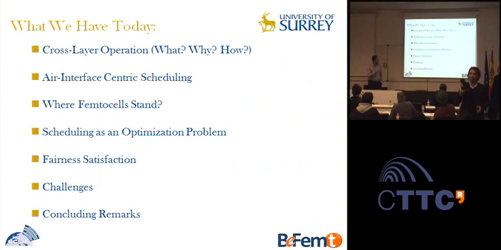So in this talk, I'm going to start with cross-layer operations: what is cross-layer operation, why we need that, and how it is done. Then we're going to focus on a specific subcategory of cross-layer optimization called air interface centric scheduling. Then we will see where femtocells stand in this picture. And then we will talk about this scheduling as an optimization problem, and the different notions and representations of optimization. We also talk about fairness and other issues, and finally some specific challenges, and at the end I'm going to conclude with concluding remarks.